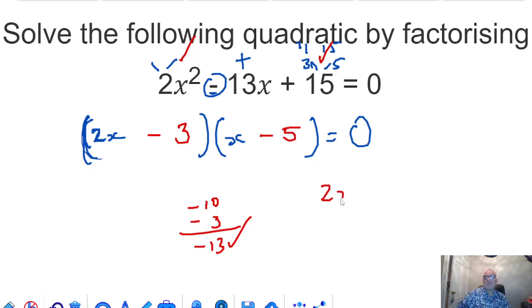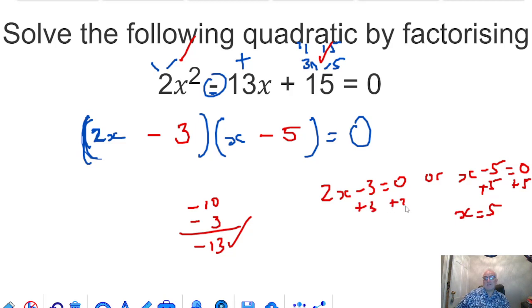So it's going to give me 2x minus 3 is going to equal 0, or x minus 5 is going to equal 0. So adding 5 to both sides, x is going to equal 5. On this one, add 3 to both sides, 2x equals 3. Divide 3 by the coefficient.